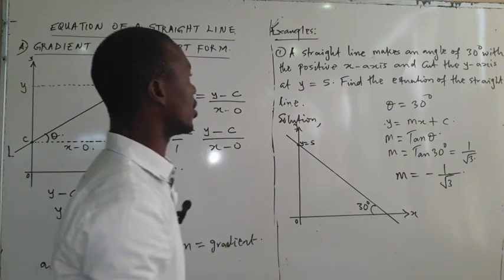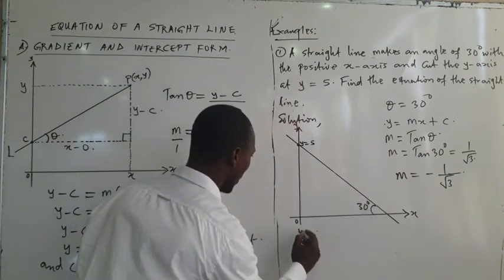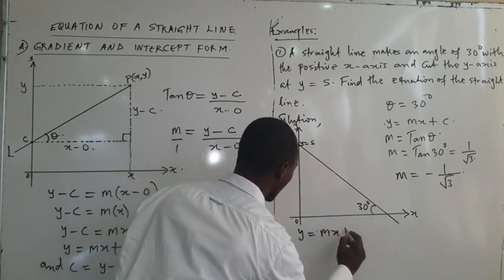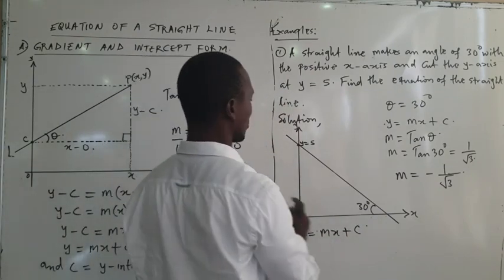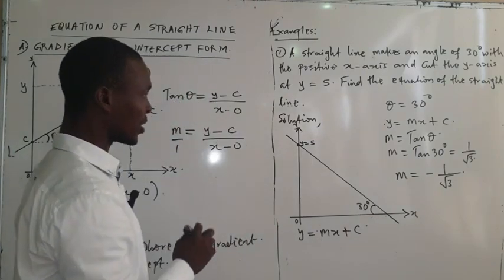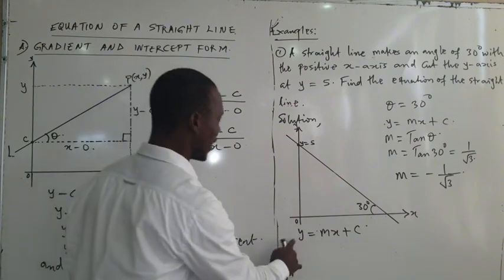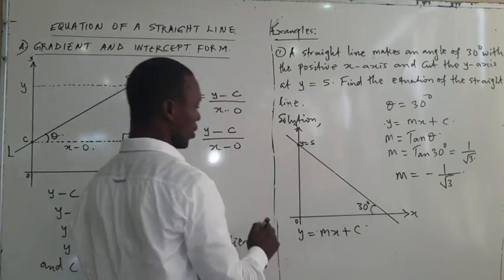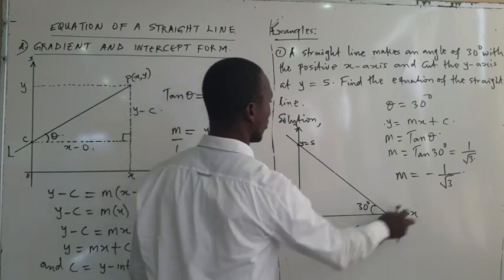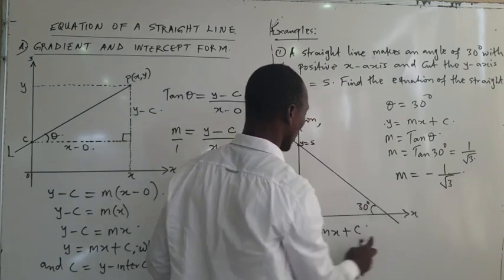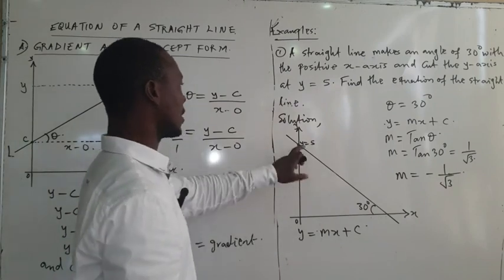So you now go back to the equation of the line. The equation of the line is given as y equals mx plus c. Remember, y will still remain y and x will still remain x, because our straight line must be in form of x and y. So y is y, x is x. What we just need to do is substitute m and c. And we know our m to be what? Minus 1 over root 3. And our c is what? The y-intercept. And the y-intercept is given as 5.